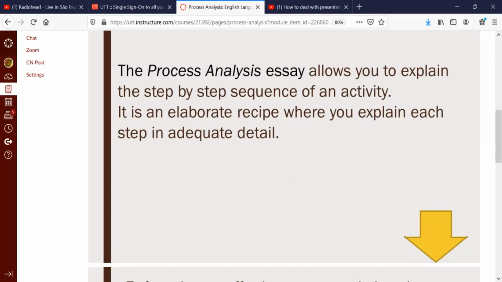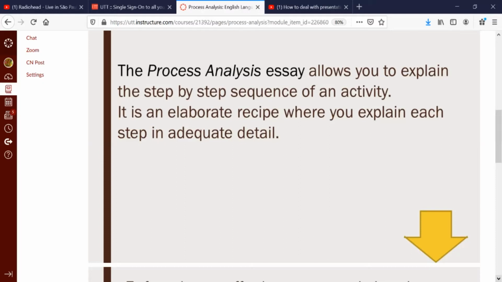So it's not just enough to say step 1, stick your foot in the sock. Step 2, stick your foot in the shoe. Step 3, tie your shoelaces. It'll be a little more detailed than that. You're explaining how the process works by explaining how each step works, right?